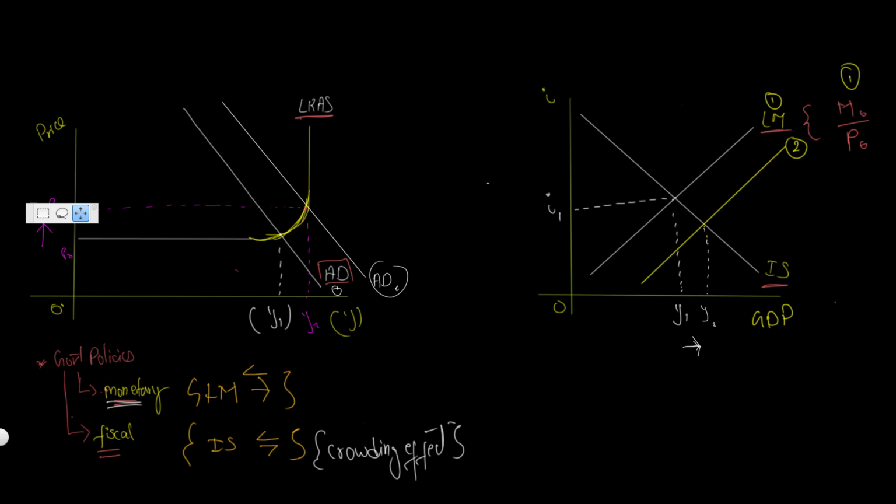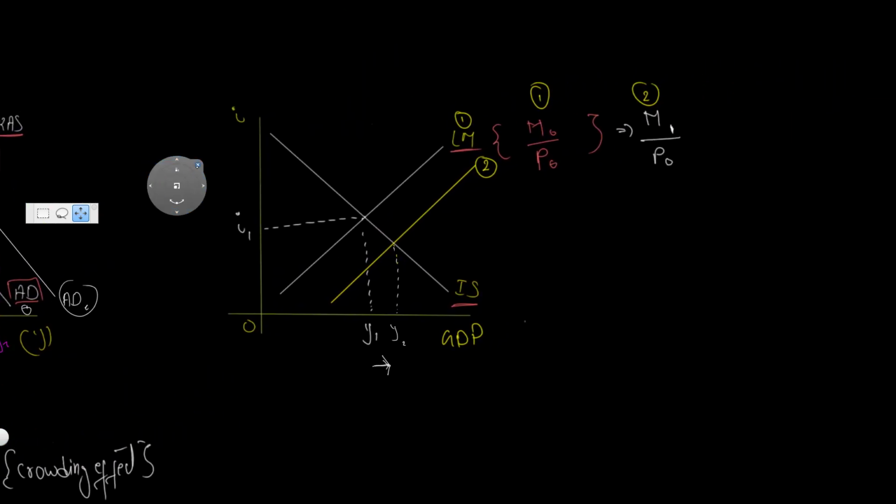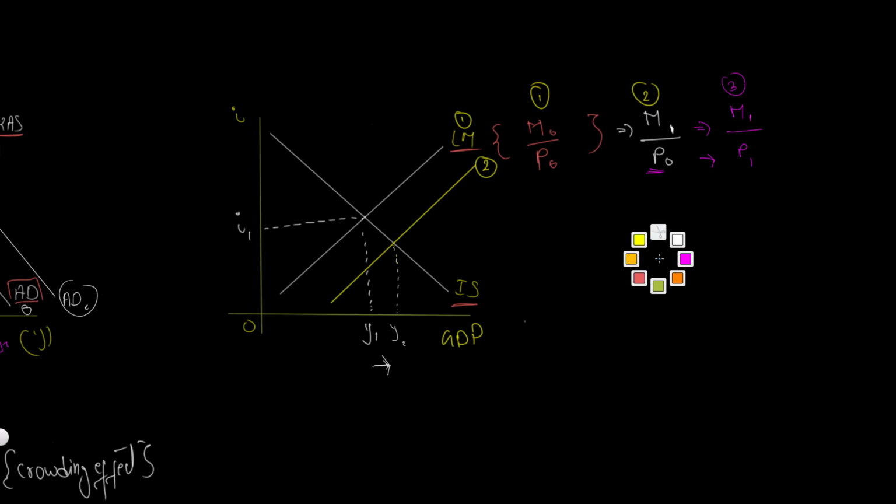Whenever the prices increase, this is going to have an effect on the LM curve. We know that the initial price was P0. If prices go from P0 to P1, this would cause a reduction in the LM curve. Now, how does that make sense? Let's say that the initial nominal money supply was 10, and the initial price level was, let's say, 2.